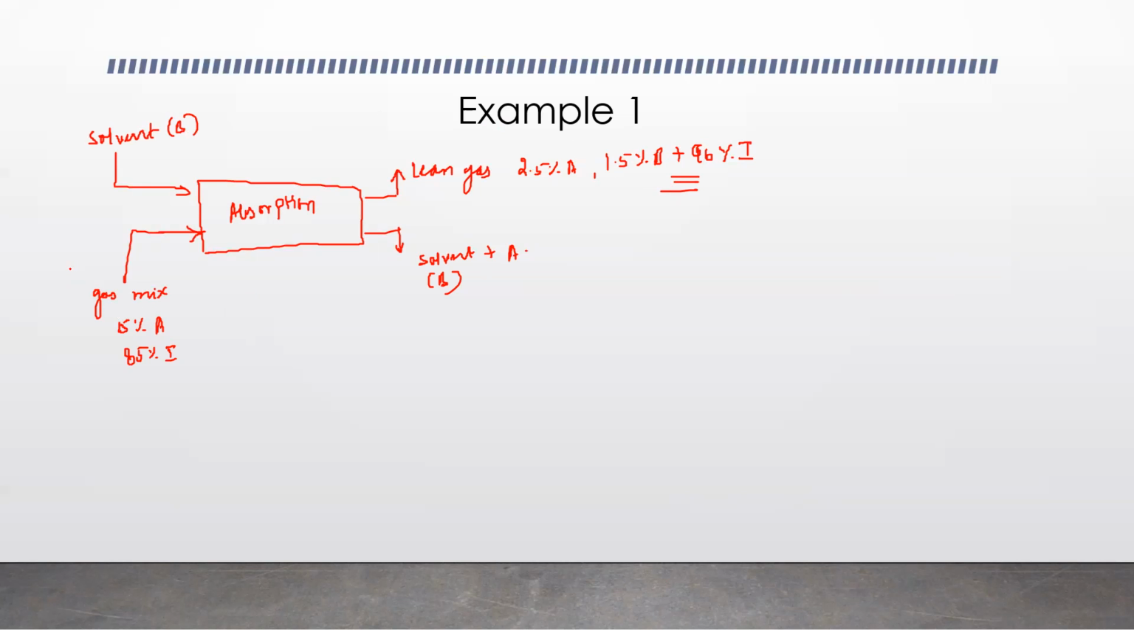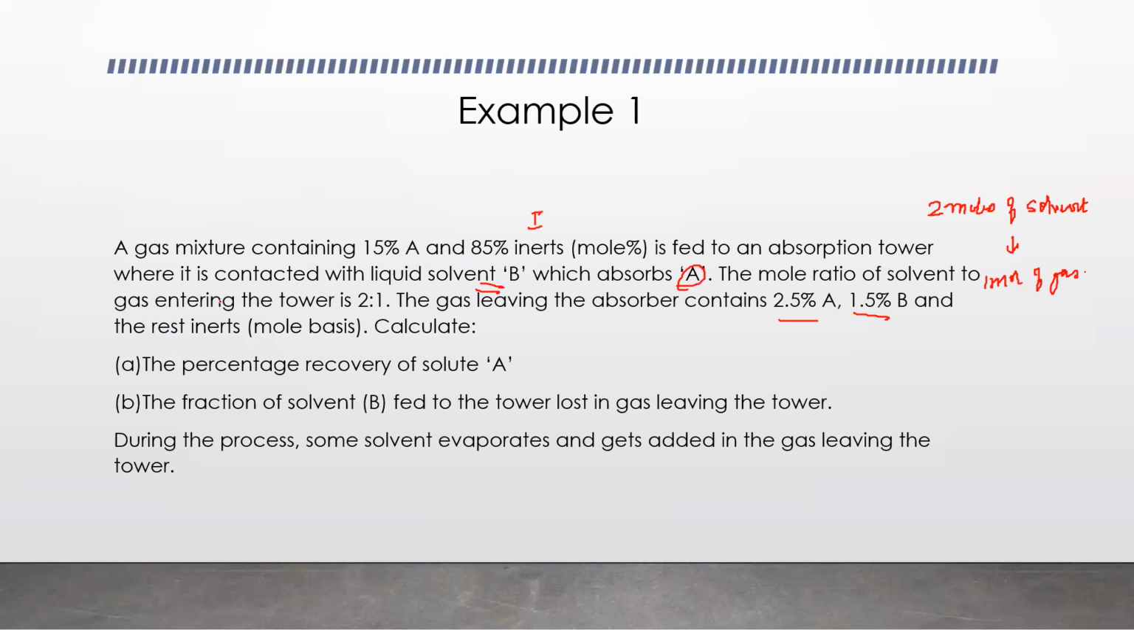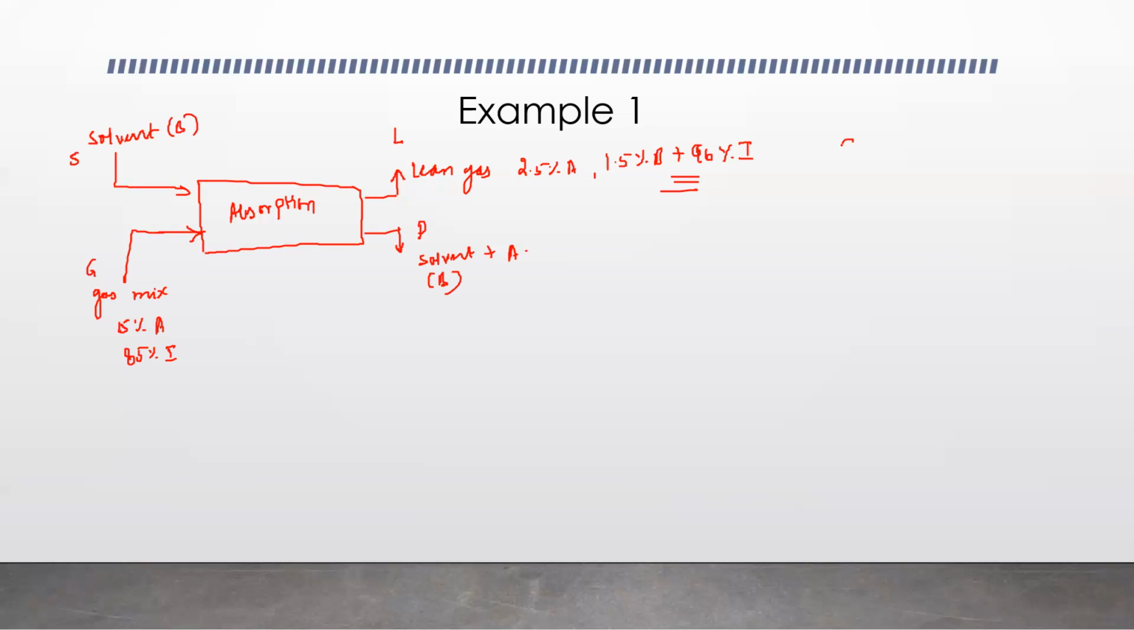Let's take the gaseous mixture as G. Let's take the solvent as S. Let's take the lean gas mixture as L. And let's take the solvent plus A as P. So when we have this with us, we'll start solving this problem. They have not given anything about G or S. They have just given the mole ratio of solvent to gas entering. So S by G is 2:1. That is what they have given in the problem.